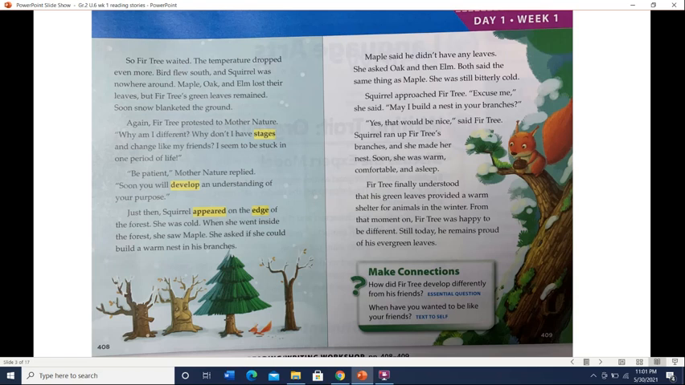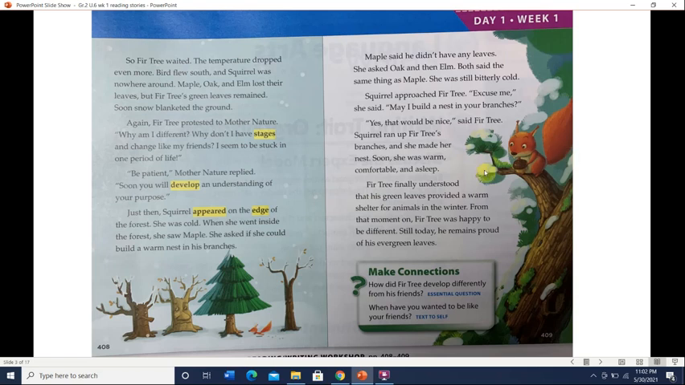So when she built her nest on the branches and they had leaves, she was able to get warm. Okay, and she felt comfortable. Comfortable means to feel relaxed. And after she felt warm and relaxed, she started to fall asleep.